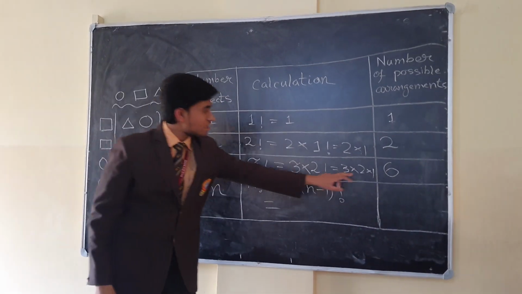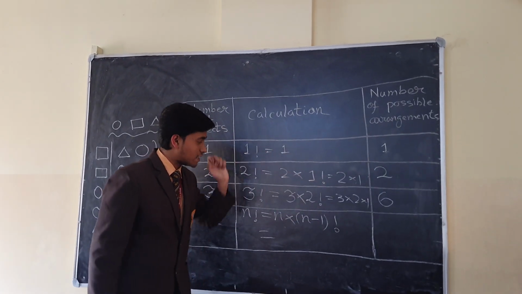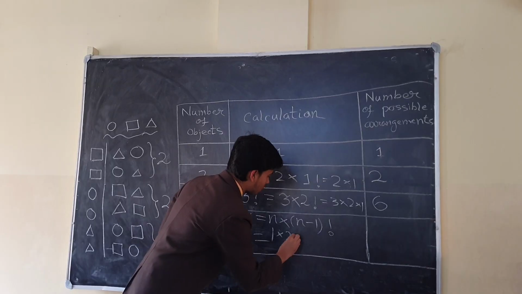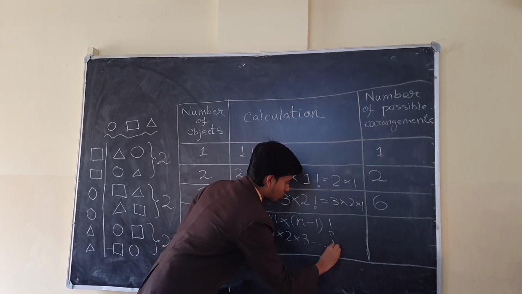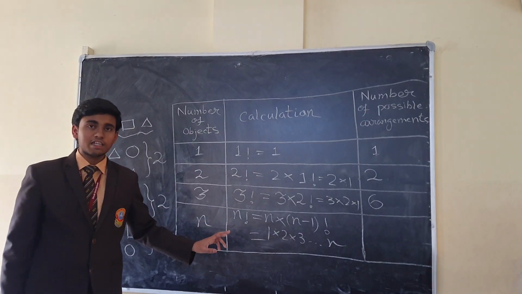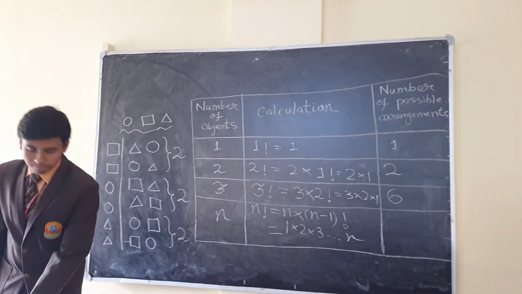3 factorial we can see is 1 into 2 into 3. 2 factorial is 1 into 2, 1 factorial is 1. So I can say n factorial will be equal to 1 into 2 into 3 up to n. I can also define n factorial as the product of all natural numbers from 1 to n. Now let's see an exceptional case.